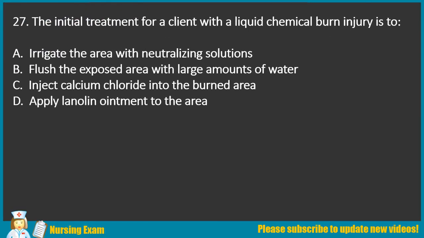Question 27. The initial treatment for a client with a liquid chemical burn injury is to A. Irrigate the area with neutralizing solutions. B. Flush the exposed area with large amounts of water. C. Inject calcium chloride into the burned area. D. Apply lanolin ointment to the area.